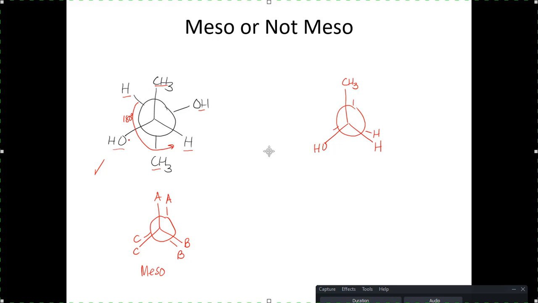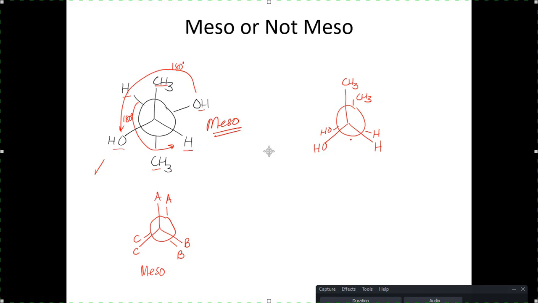If I rotate the OH group now, this OH group, same 180 degrees, what happens? The OH lines up, and so does the methyl. So this compound then is meso, because when I rotate all the groups 180 degrees, all 3 line up.